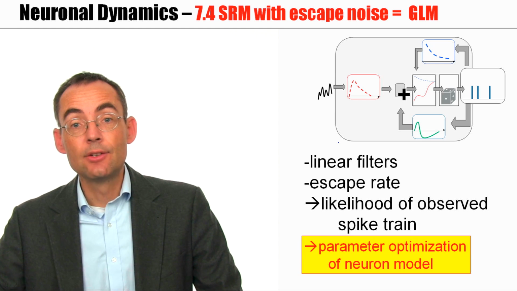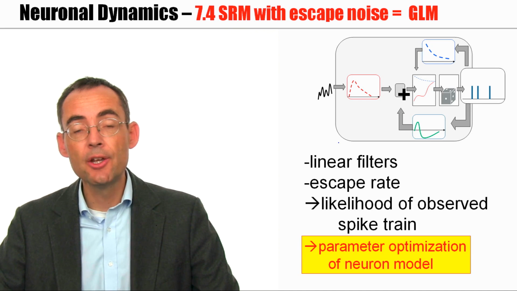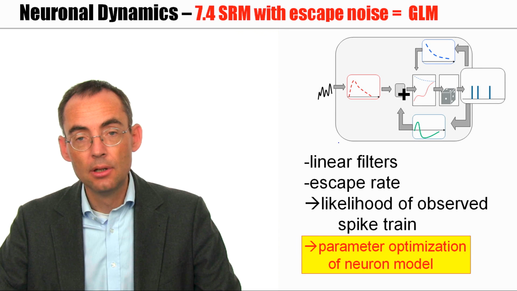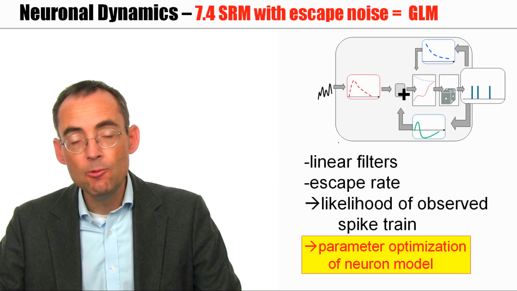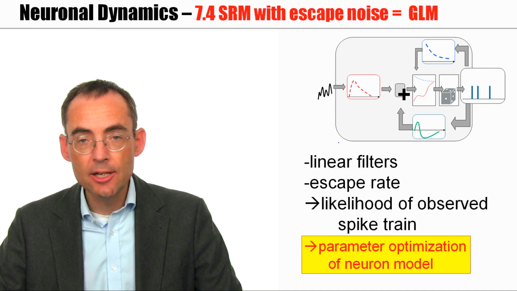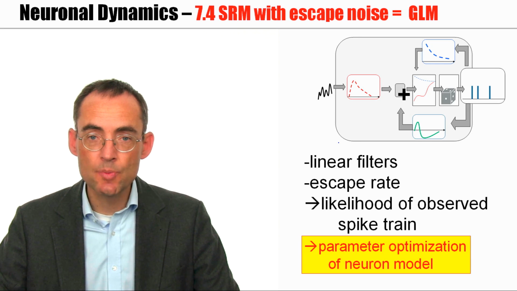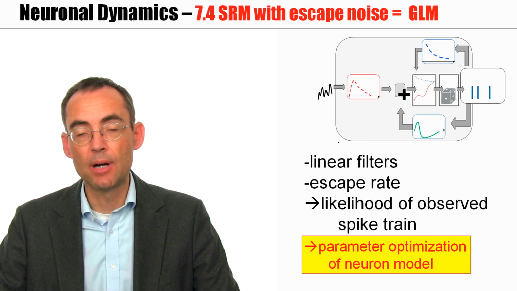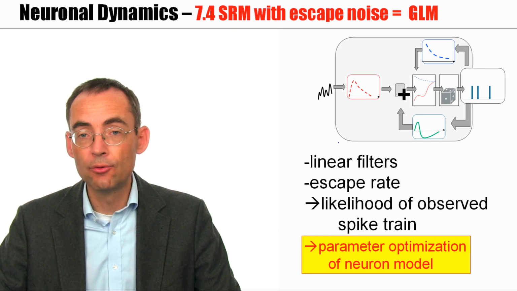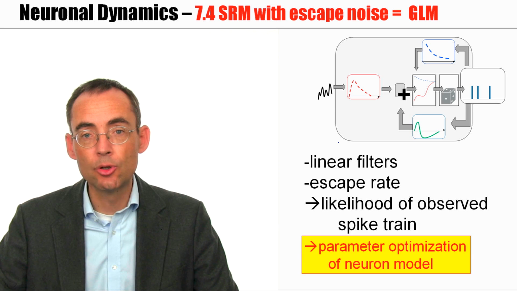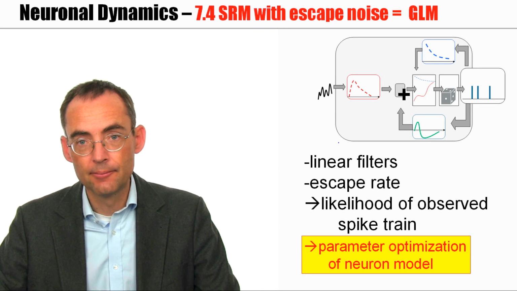We have seen that if we take a spike response model with its 3 linear filters, and if we add escape noise, then we can write down the likelihood of an observed spike train, the likelihood that such a spike train could have been generated by the model. Thus, we have a generative model for spike trains. That's a technical term used in the statistical and machine learning literature.